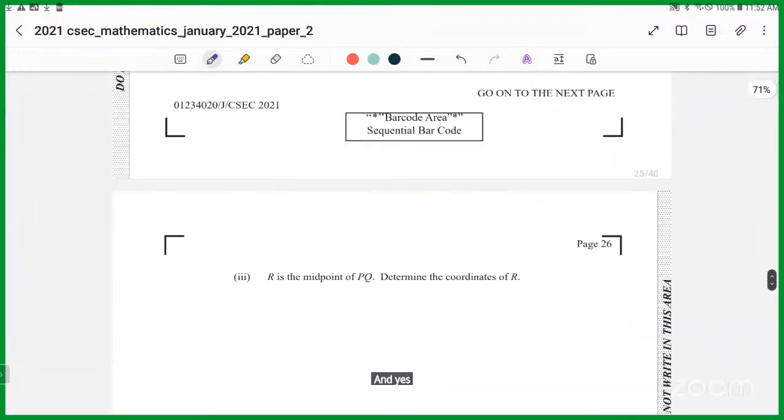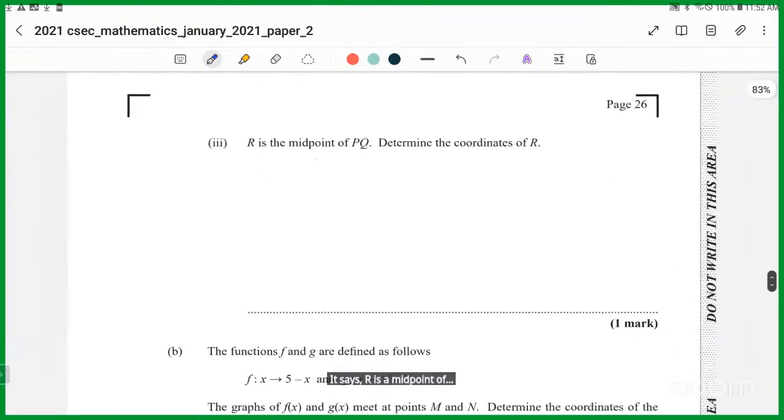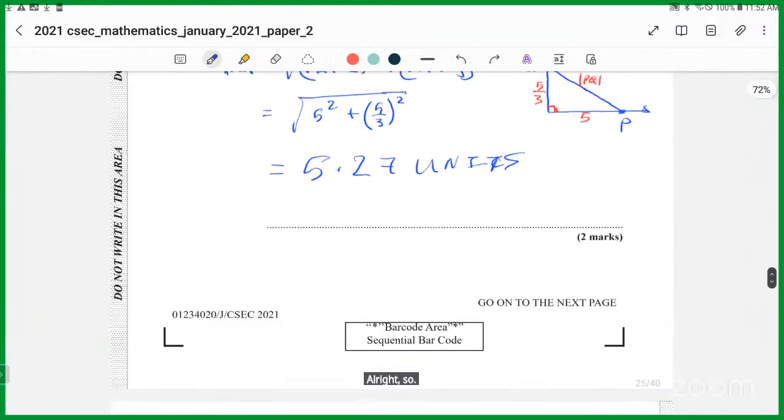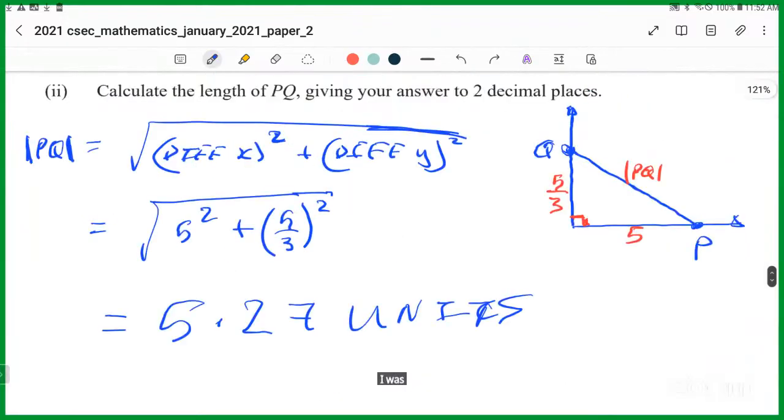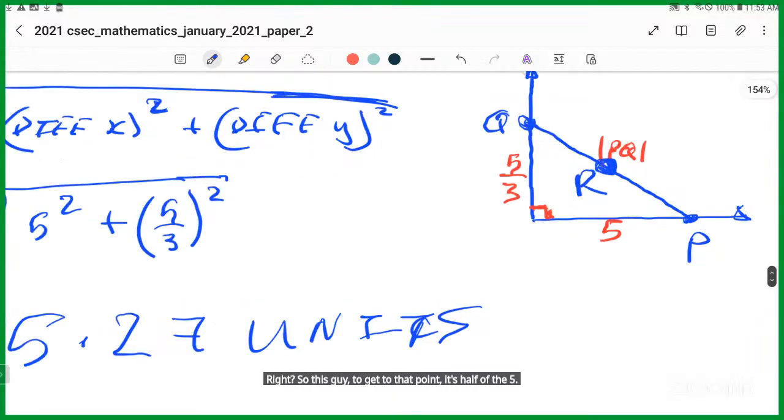It says R is the midpoint of PQ. Determine the coordinates of R. Remember, the midpoint is like the average point. Alright, so it's right here. R is located right here. So basically to get to that point is half of the 5 and half of the 5 over 3. That's it, simple as that. It's the midpoint. There's half of the 5, half of the 5 over 3.